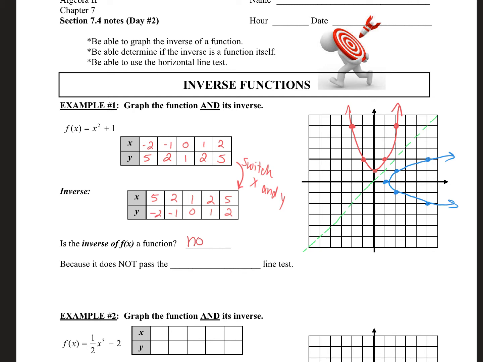Okay, and it's not a function because it doesn't pass what's called the vertical line test. Okay, and basically what the vertical line test says is that if we can draw a vertical line through our graph, and we notice that it intersects at more than one spot, it's not a function. Okay, so we draw a vertical line through our graph, we see that it's intersecting here and here, so that means it's not a function.